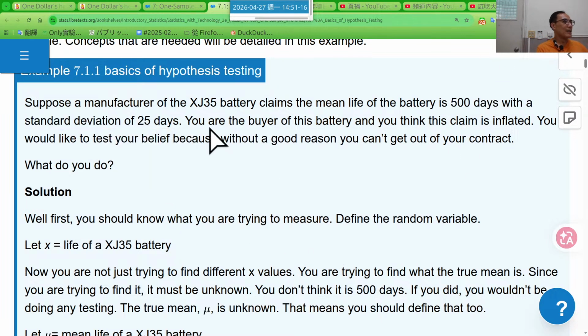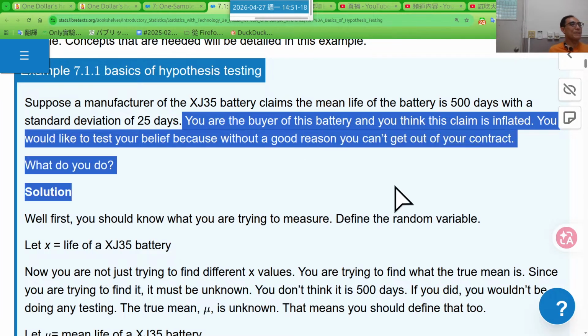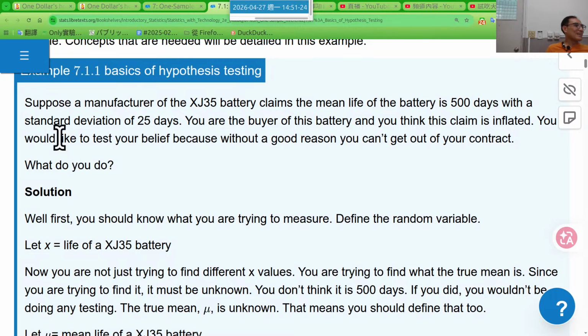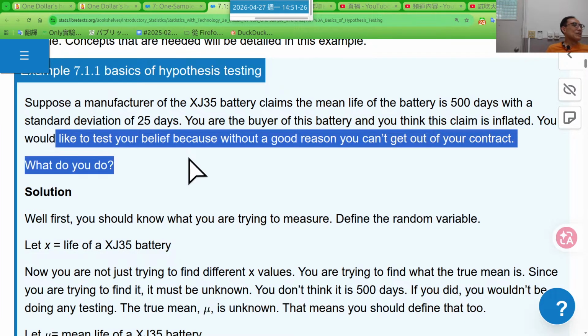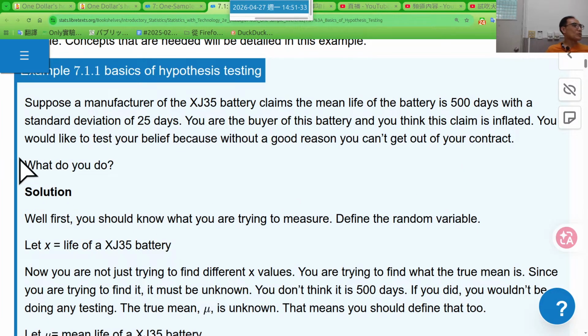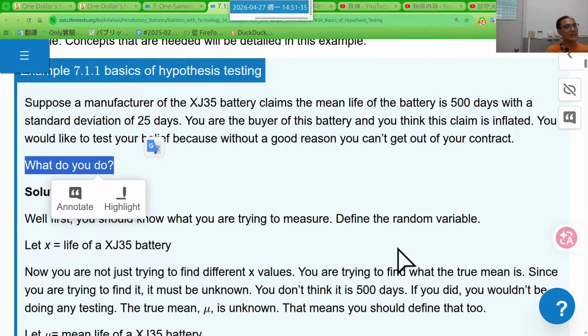So okay, let's come back to our question here. You are the buyer of this battery and you think this claim is inflated. You would like to test your belief, because without a good reason you cannot get your contract. What do you do?